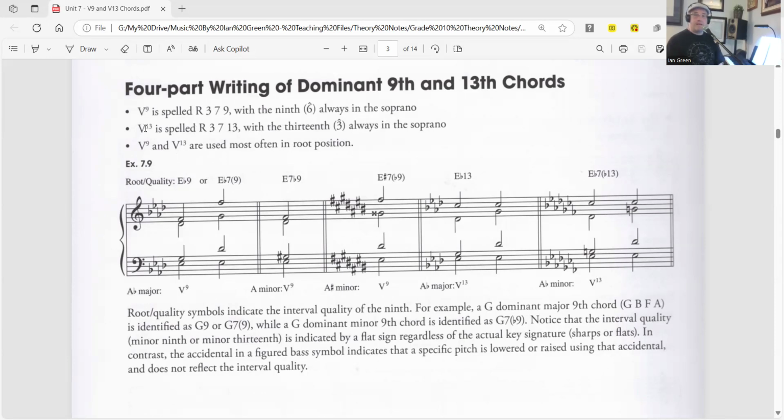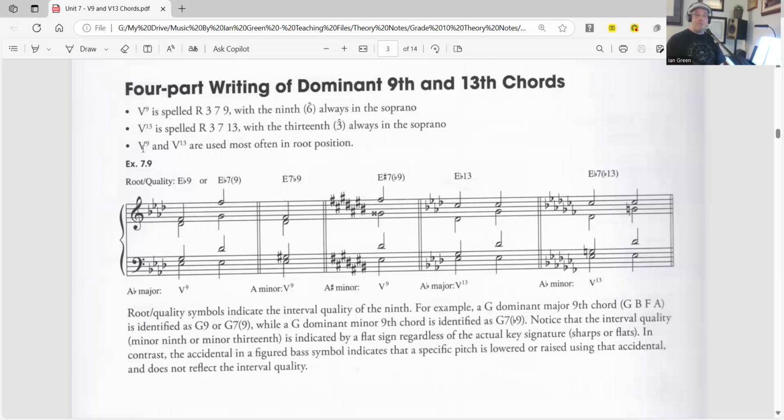Now, the dominant 13th chord is always spelled root, third, seventh, 13th. So within both of those different types of chords, the root, the third, and the seventh are always present to show the quality of that type of dominant chord. But then the ninth or the 13th are used as special coloring chords, but never used together. The dominant ninth chord and the dominant 13th chord are two different chords. They use the same function, but they are spelled and used in a different way from each other.